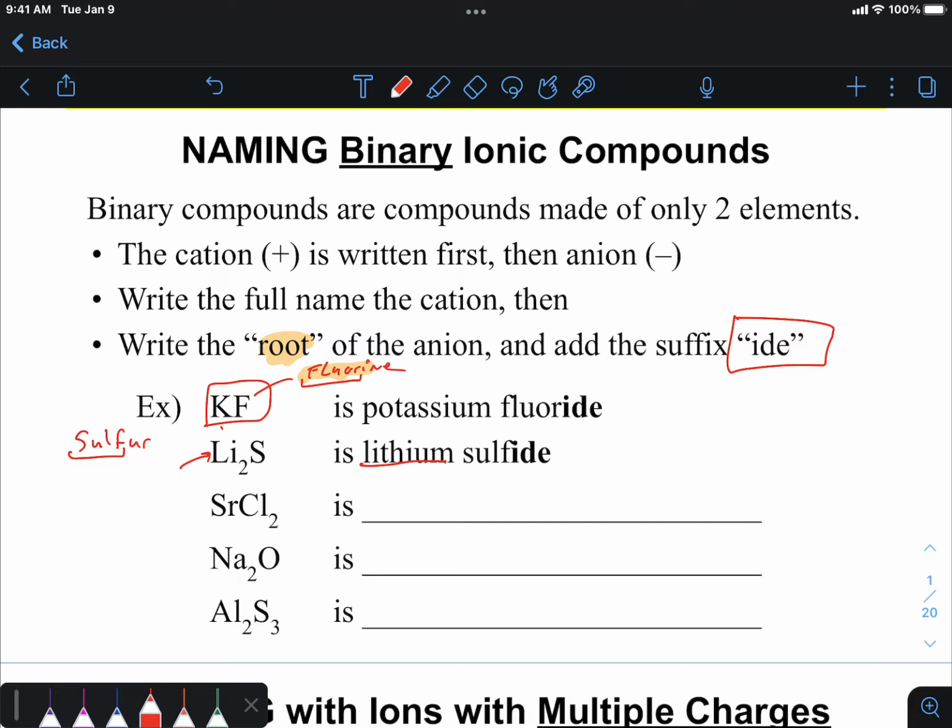SrCl2. Okay, so Sr is element what? Strontium, okay. Strontium chloride. Here's the root, and then we add the IDE suffix. Take a second, make predictions about the next two. Just write them down.